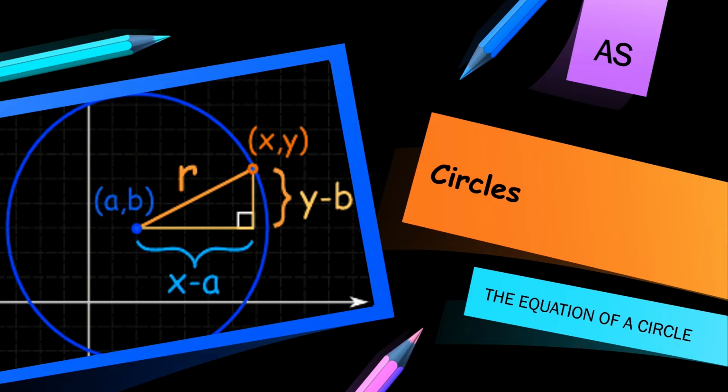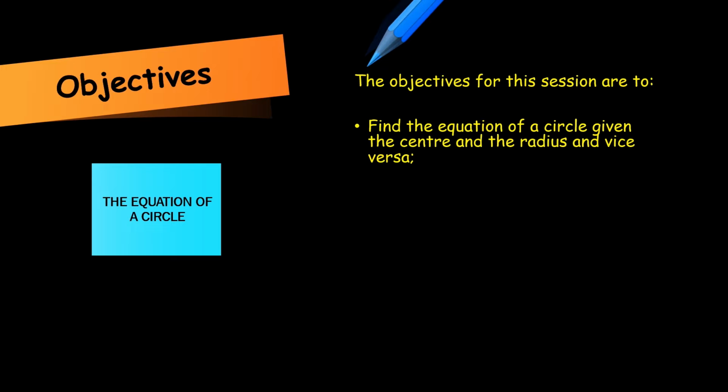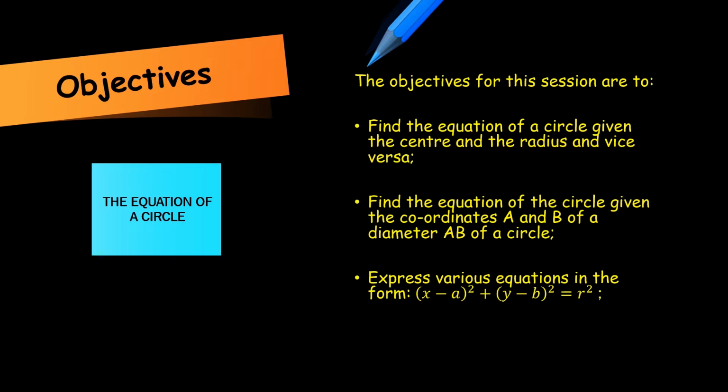Welcome to the unit on the equation of a circle. The objectives for this session are to find the equation of a circle given the centre and the radius, and vice versa. Find the equation of the circle given the coordinates A and B of the diameter of a circle. Express various equations in the form (x − a)² + (y − b)² = r². And solve various questions related to the equation of a circle.